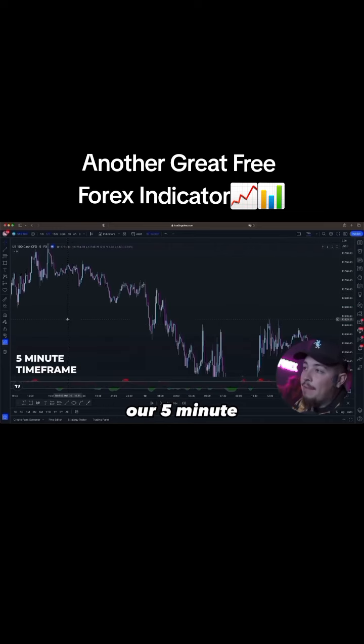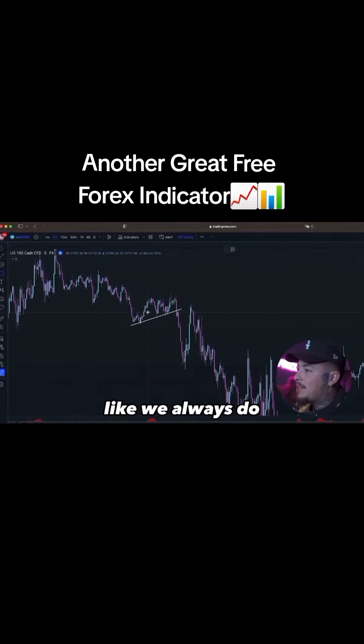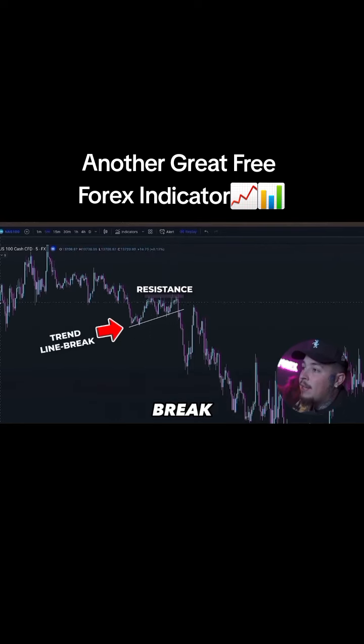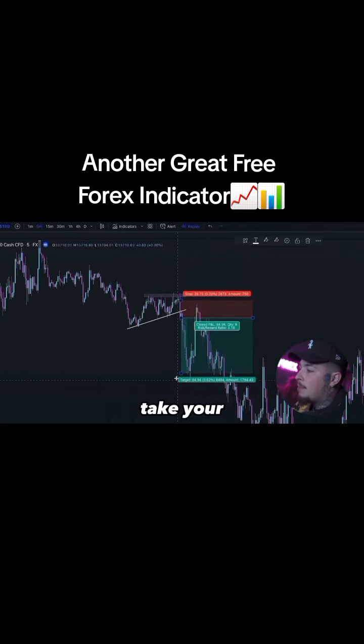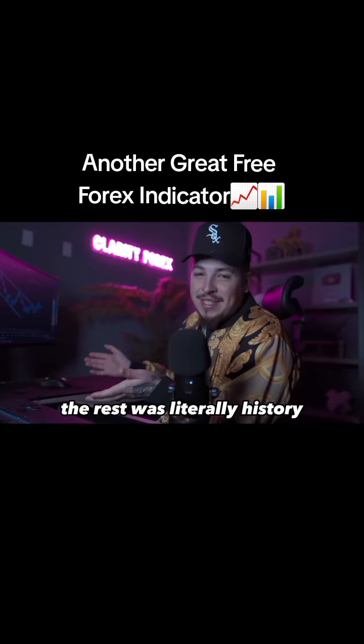And from our 5-minute time frame, we're now going to find a beautiful breakout setup like we always do. As you can see, we have resistance. We have that trend line break. We can then take our short position on the break of that candle, tight stop loss, target maybe just a little 1 to 3, whatever you want to do, and boom, the rest was history. The rest was literally history.